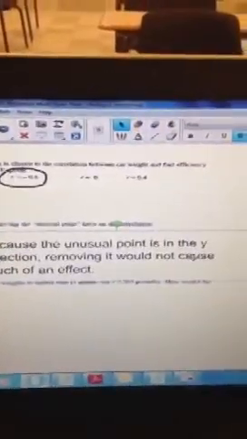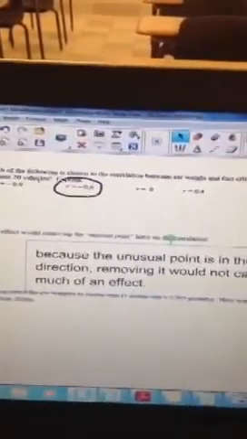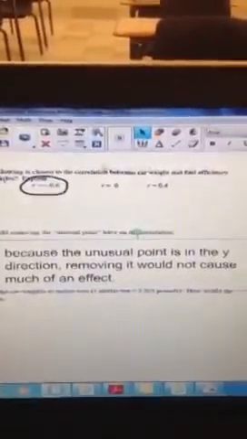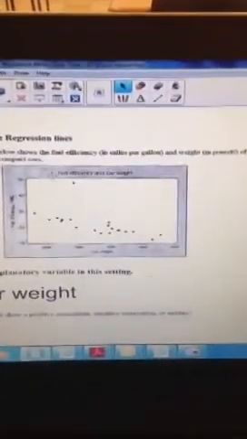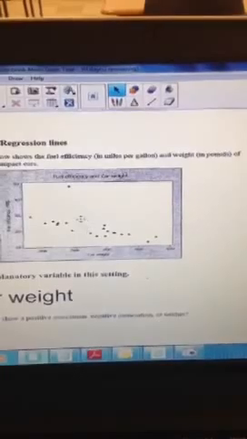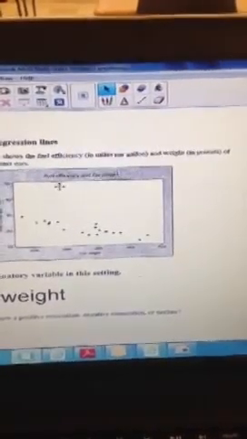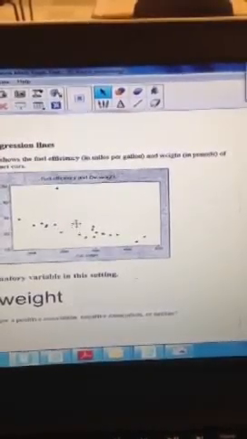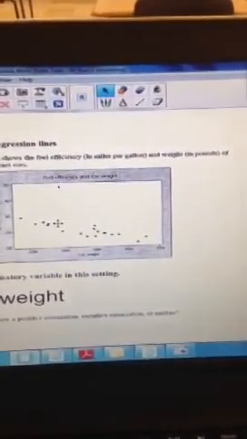Because the unusual point is in the y direction, removing it would not cause much of an effect. This point has a lot of other x values around it. So the residual is big, but because there's a lot of x values around it, the correlation would not change that much.